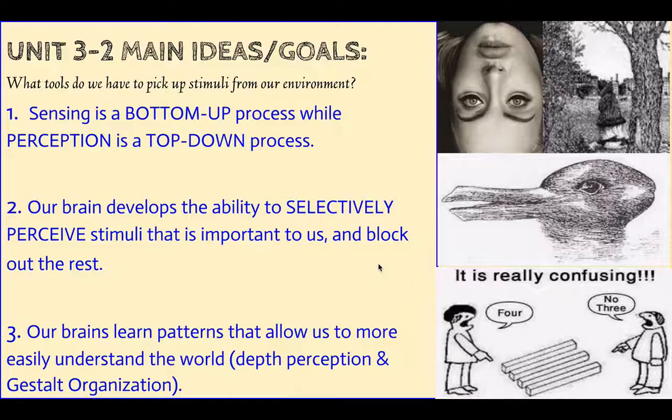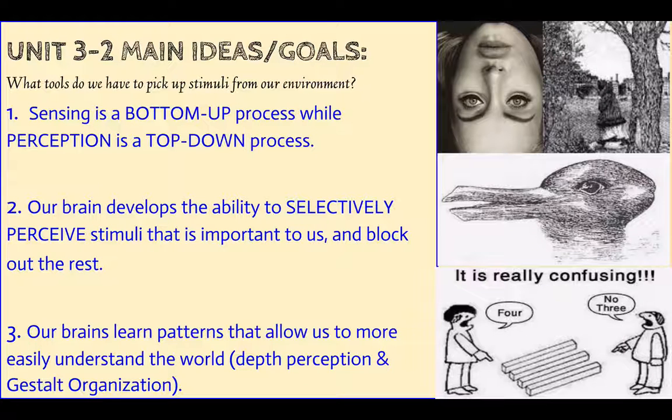The brain develops the ability to selectively perceive. Talk about selective attention and the invisible gorilla. And then lastly, our brains learn patterns that allow us to more easily understand the world. So two basic ones for this general level psych class: how do we see distance, depth perception, then how do we make the world simpler? How does our brain break things down and simplify?